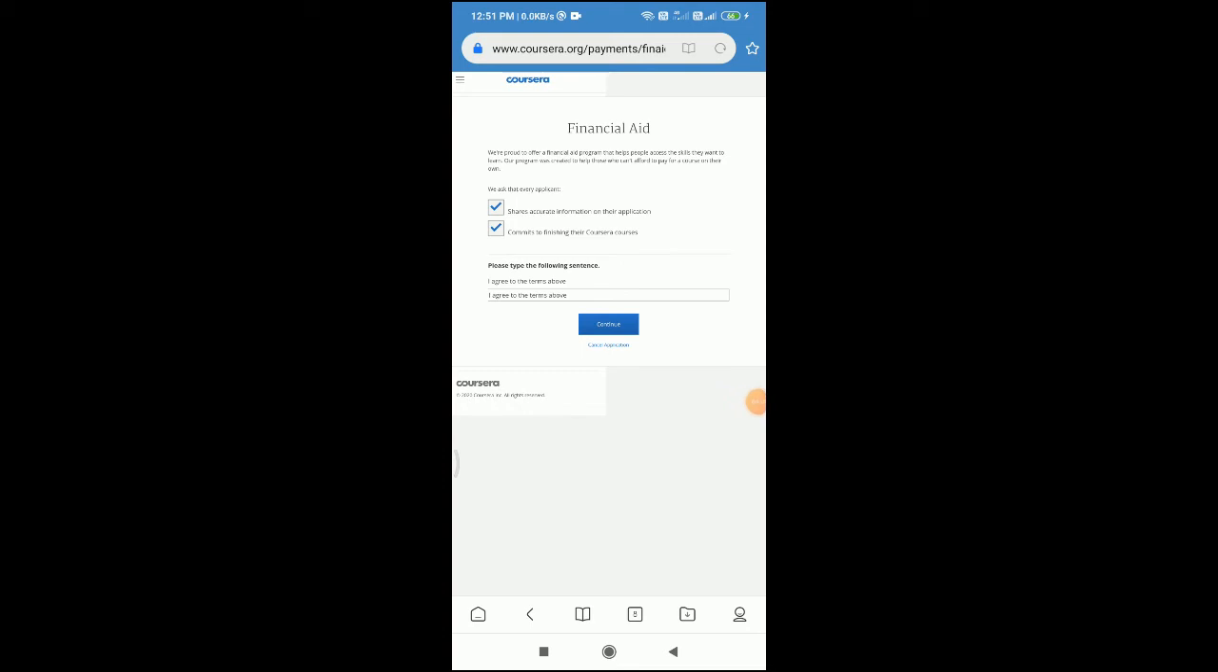This is the terms and conditions page with just two simple conditions. First, share accurate information. Another, make a commitment to finish this course. What I think is that these tutors deserve a lot, but they are just asking you to follow these two simple conditions that every one of us can harmlessly follow. So we will do that. Now below that we have to repeat this line, I agree to the terms above, and then click on continue.